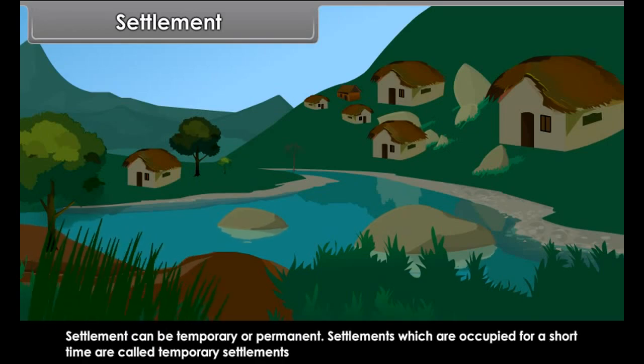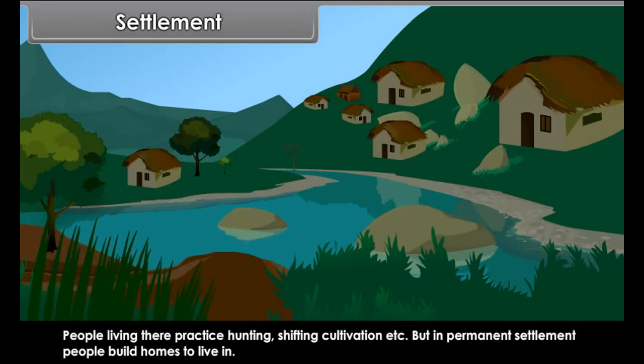Settlement can be temporary or permanent. Settlements which are occupied for a short time are called temporary settlements. People living there practice hunting, shifting cultivation, etc. But in permanent settlement, people build homes to live in.